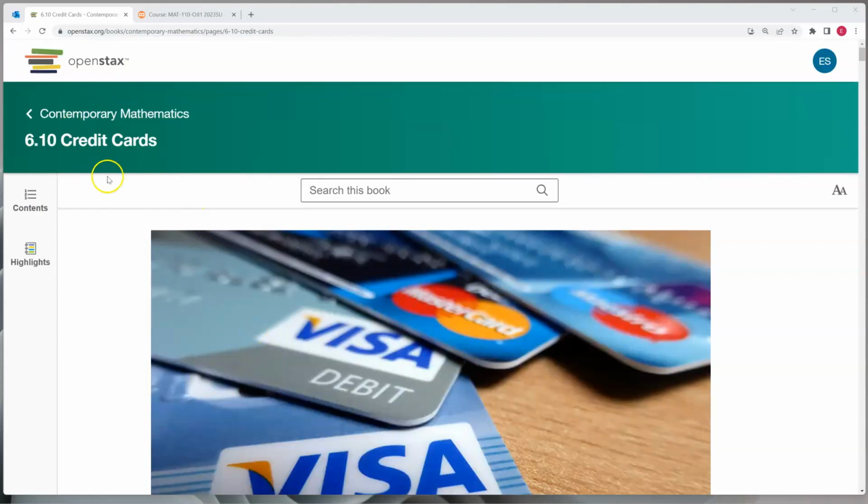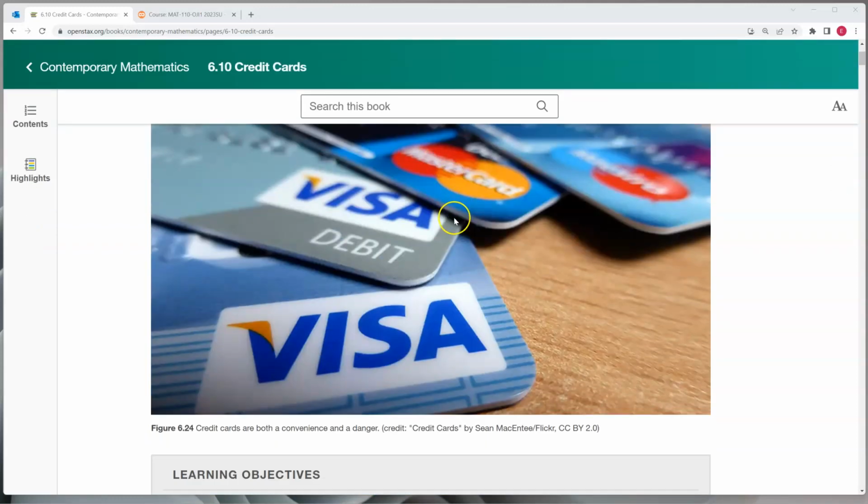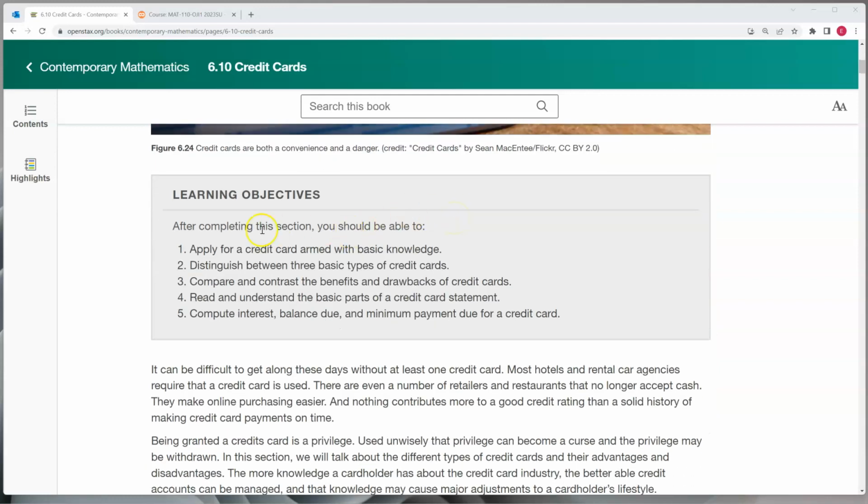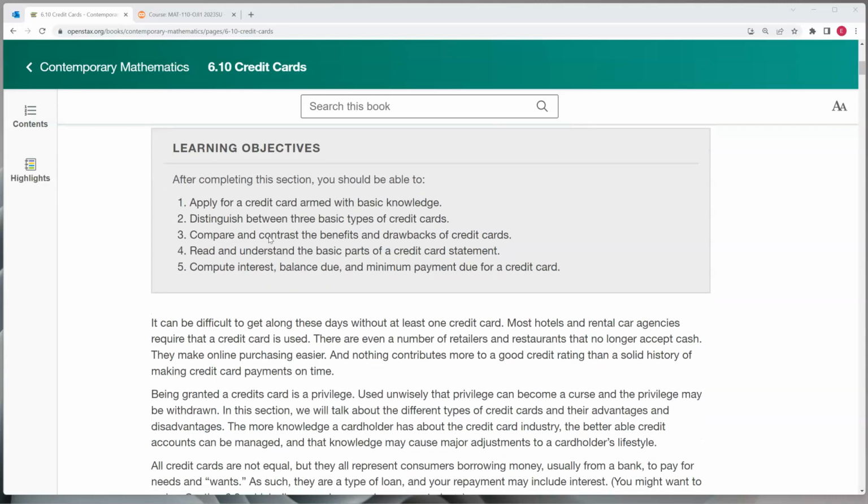Hello, in this video I'm going to cover section 6.10, credit cards from Contemporary Mathematics by OpenStax. And so in this section we want to be able to apply for a credit card armed with basic knowledge, distinguish between three basic types of credit cards, compare and contrast the benefits and drawbacks of credit cards, be able to read and understand the basic parts of a credit card statement, and compute interest, balance due, and the minimum payment due for a credit card.